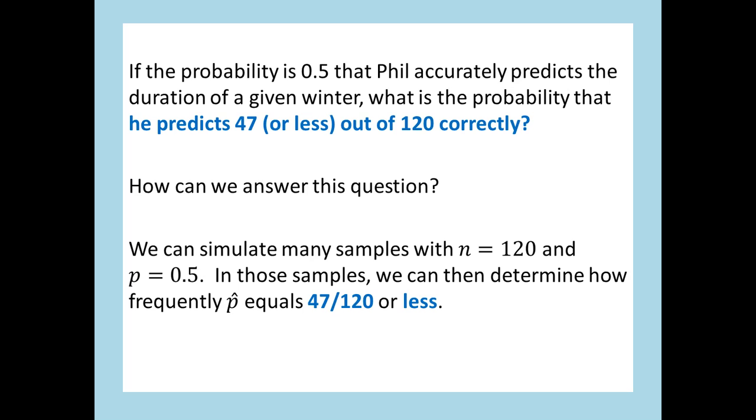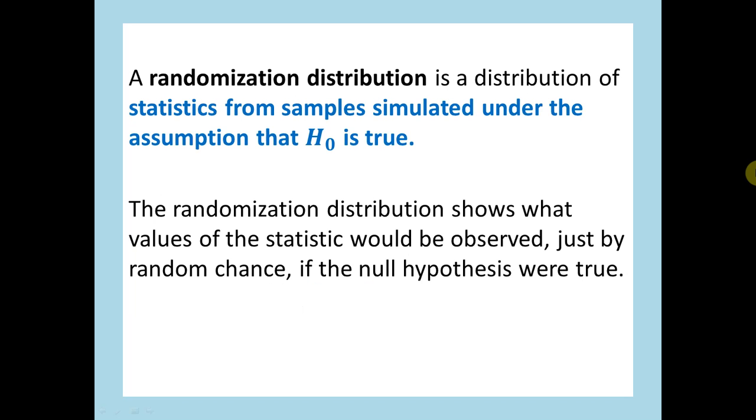Once we simulate all those samples, then we can see how often we get sample proportions of 47 out of 120 or less. In the previous slide, we had the idea of simulating a whole bunch of samples that are the same size as the original under the assumption that the null hypothesis is true. When you do that and you compute a statistic for each one, you end up with a randomization distribution, which is, like it says there, a distribution of statistics from samples simulated under the assumption that the null hypothesis is true. From there, you can get an idea of how often you would get a statistic like the one that we got in our single sample, or something more extreme.